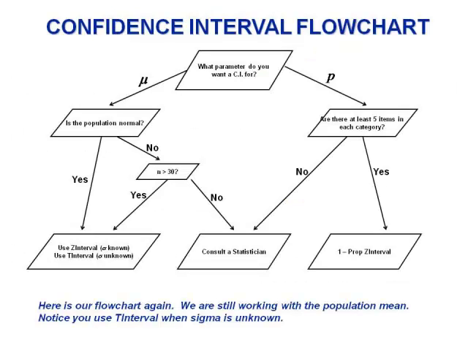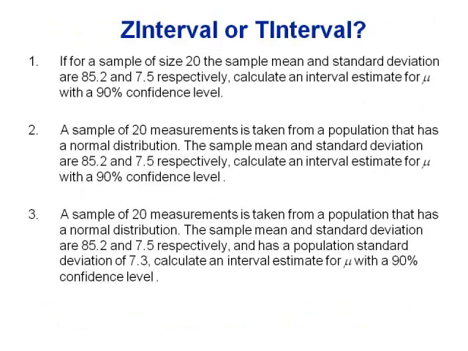The flowchart's the same as it was in the last section, just this time when you get down to the bottom you'll choose t-interval instead of z-interval. What students often have trouble with is just deciding when do I use which. So a z-interval can only be used if you know the population standard deviation. A t-interval can be used in cases where you don't know that. You might have a sample standard deviation or you might have no standard deviation at all, just data.